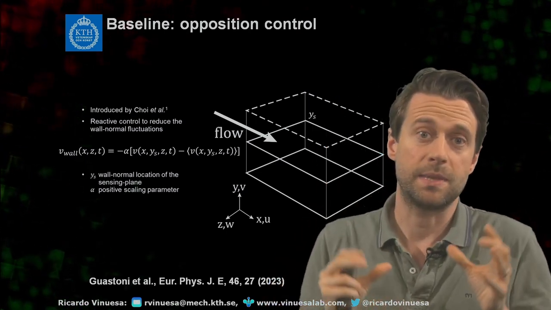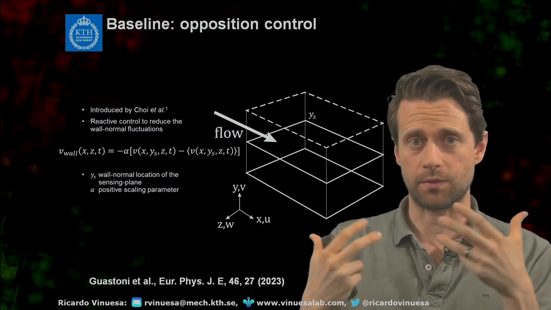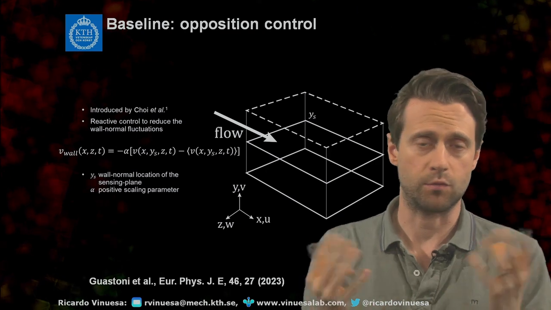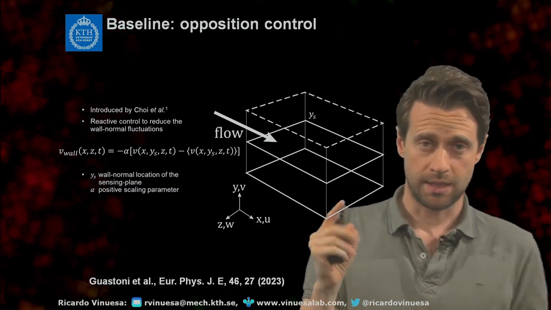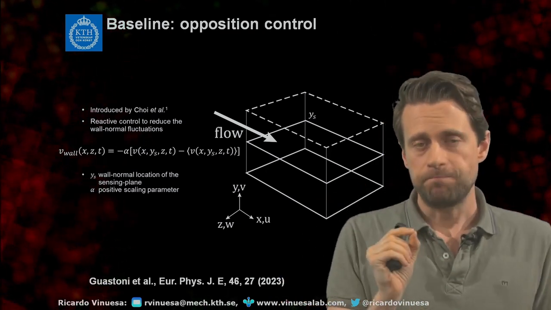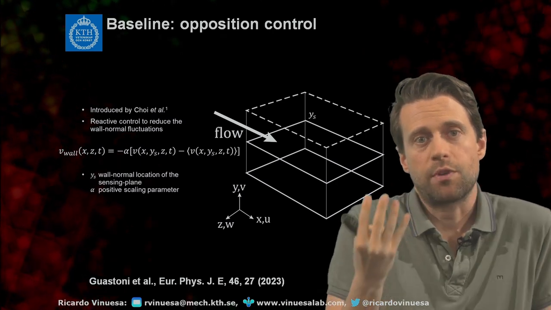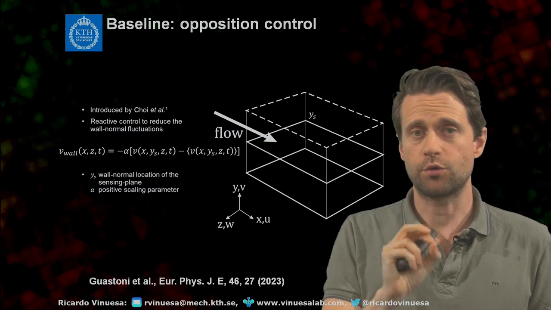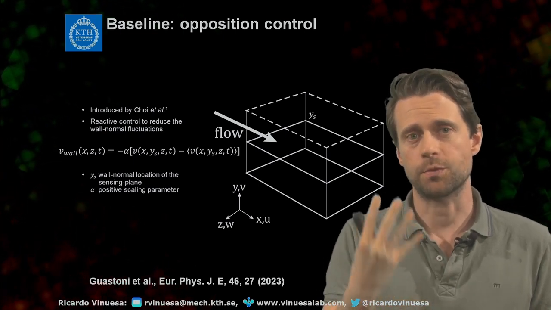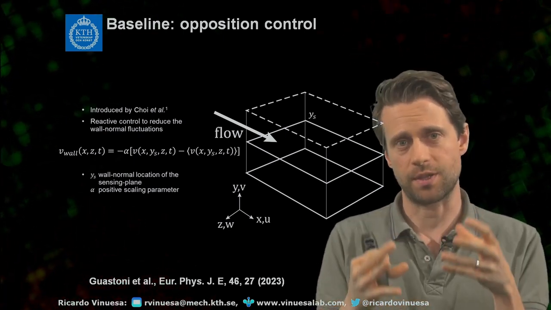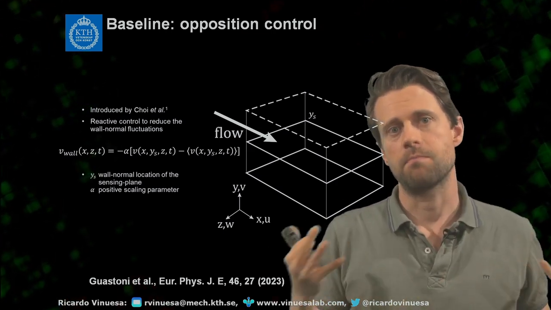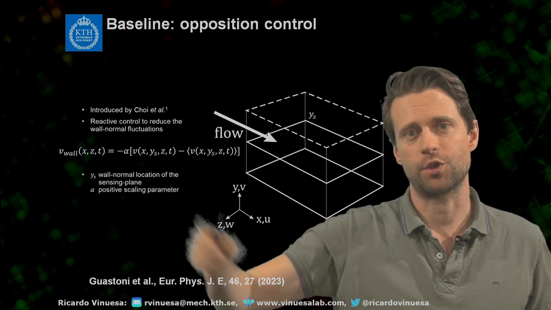This is a bit of a simplistic model to try to attenuate the near wall fluctuations, but in fact it has led to quite promising results in many turbulent flows. So opposition control will be our baseline. We will have as a reference the classical solution of opposition control, and what we will try to do is devise, through reinforcement learning, something more sophisticated, something more nuanced to attenuate and kill those fluctuations than just trying to apply a velocity of the opposite sign.